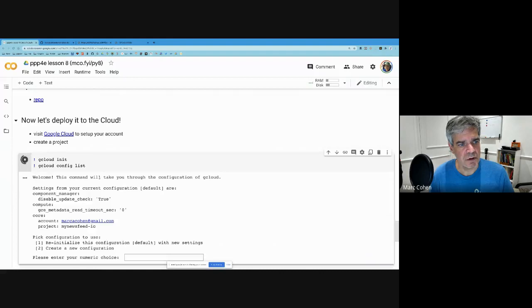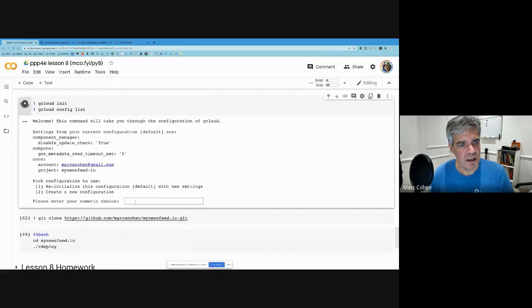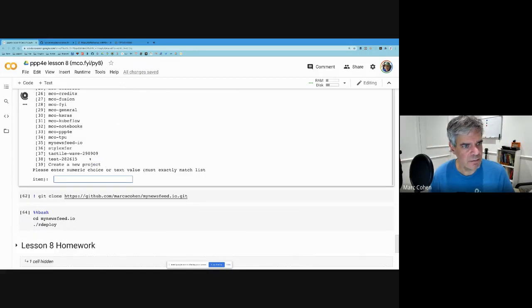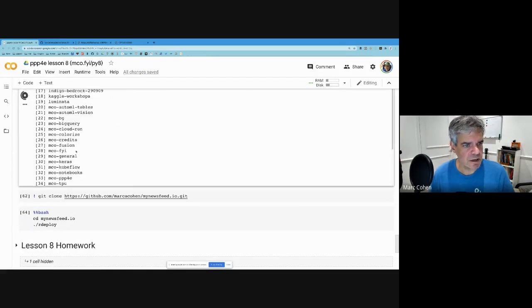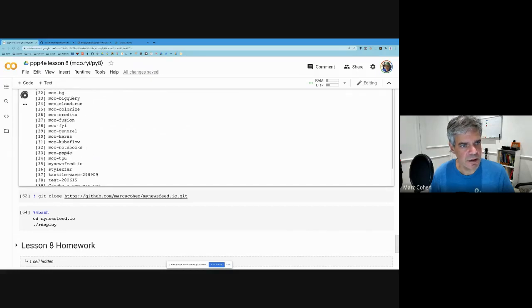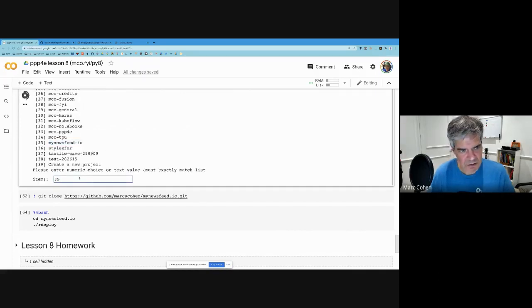So one I'm going to run first is gcloud init. That's where it prompts me for a few things, like do you want a new setup or reconfigure your existing setup? It says, which account do you want to run with? And I say my standard Gmail account. And then it says which project. I have a bunch of projects, but the one I want to use for this is called mynewsfeed-io right here, which is number 35 in that menu. So I'll say 35.